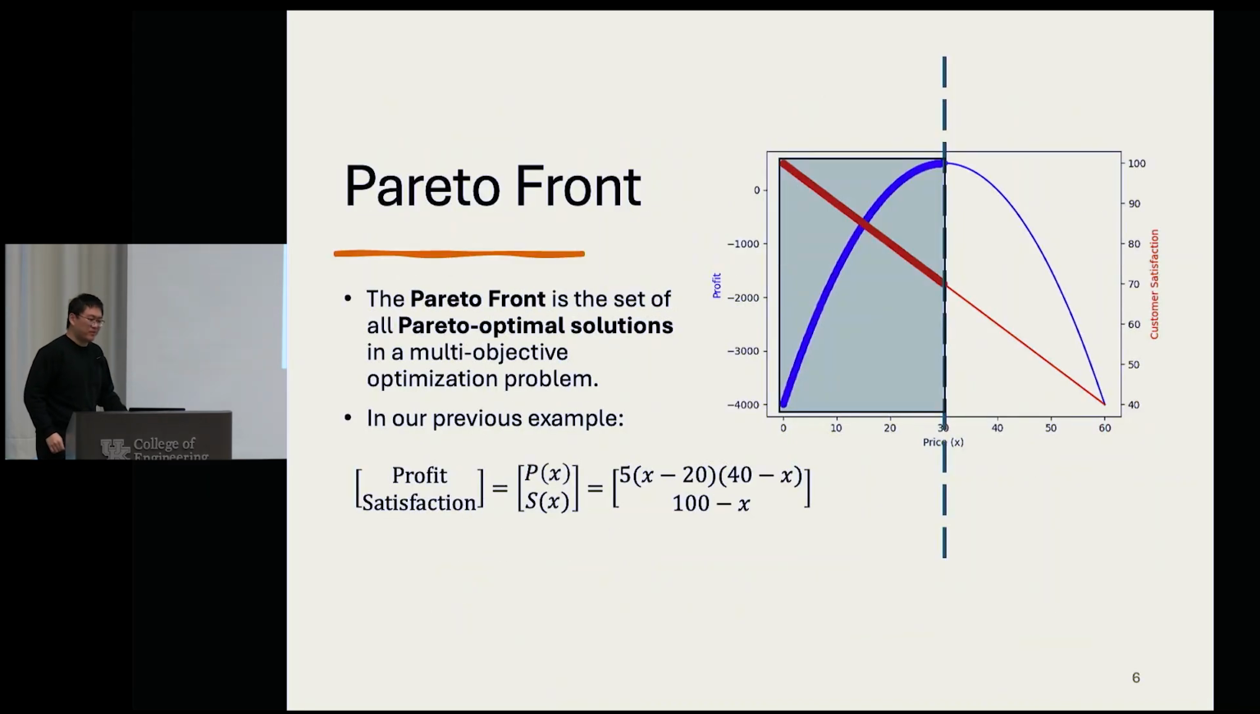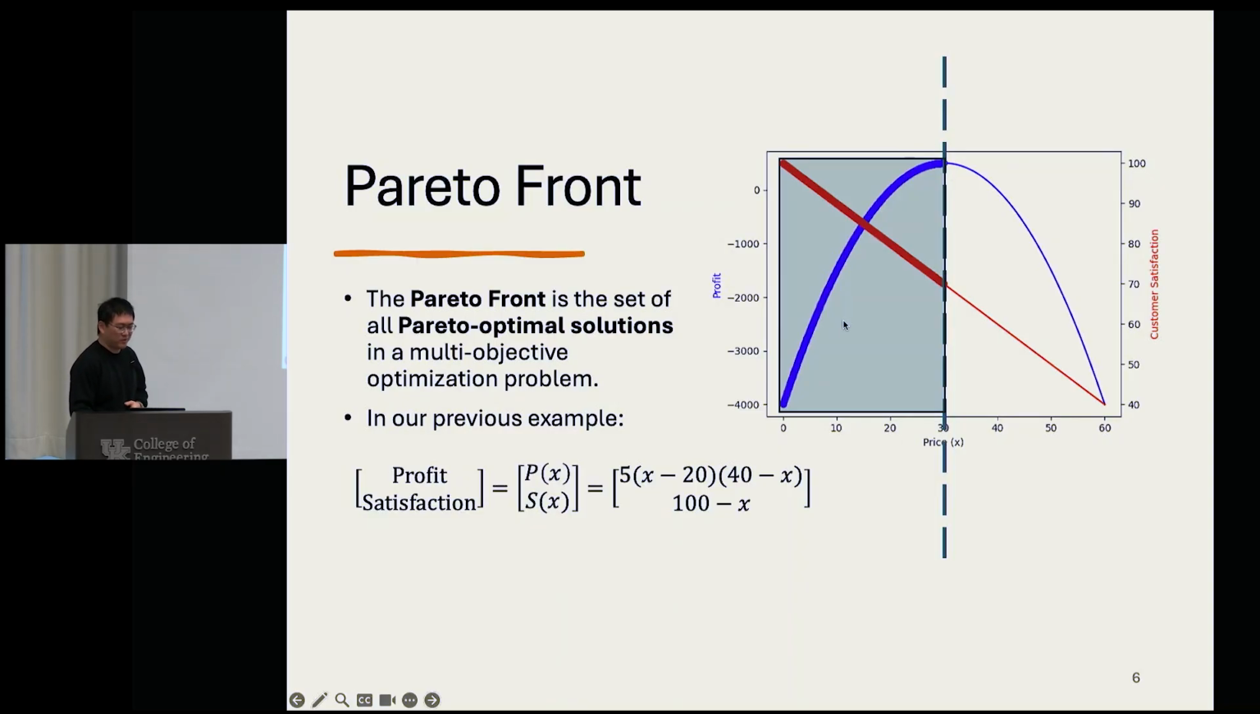And going back to our previous example, we can actually draw all the Pareto optimal solutions. We use the terminology Pareto front to denote the set of all Pareto optimal solutions in this multi-objective optimization problem. In this figure, this shadowed area corresponds to the Pareto front. The red line denotes customer satisfaction, which is a linear relationship, and the blue line is a quadratic relationship for the profit.